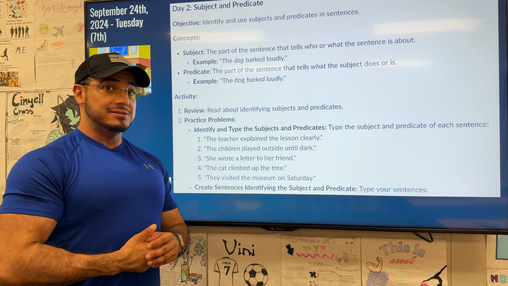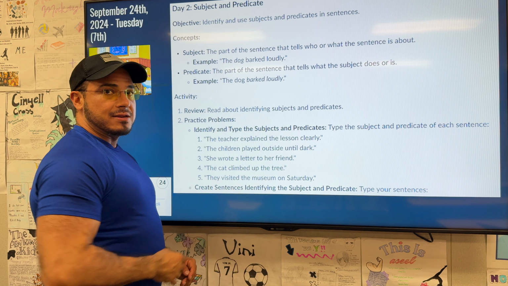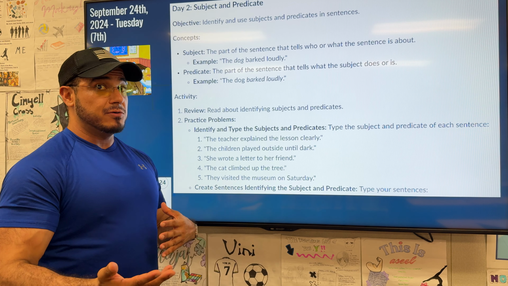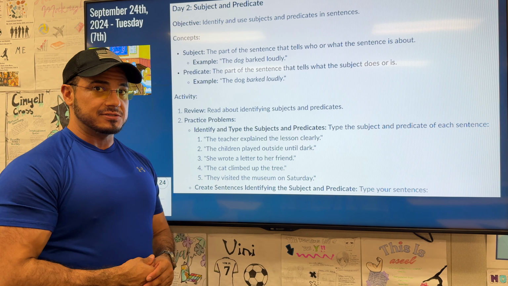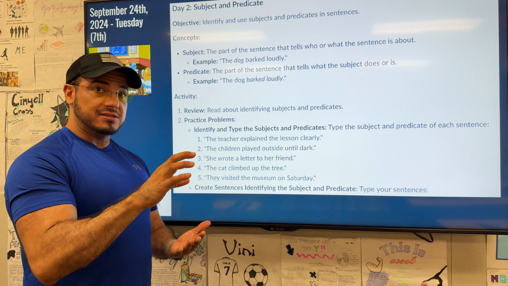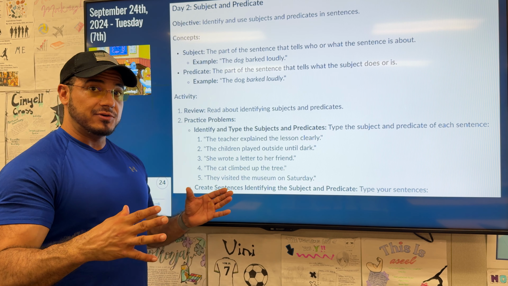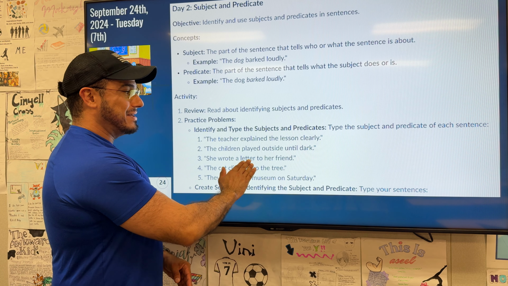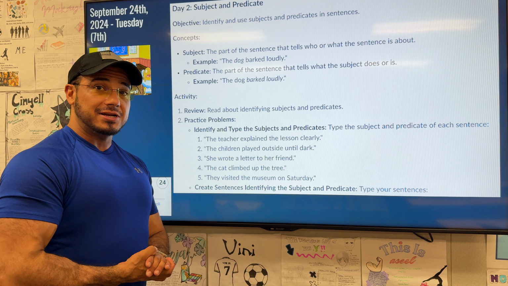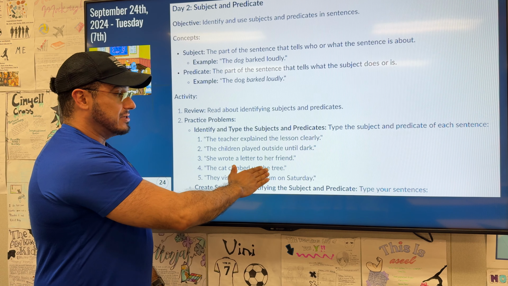All right, let's move on to sentence number 3. She wrote a letter to her friend. What's our subject in this sentence? She. She's who we're talking about. We don't know her, but we know she is the person we're focused on. What did she do? She wrote. That's your verb. What's the object of what was written? She wrote a letter. That's your object. The complete predicate would be wrote, a letter to her friend. Subject again, she.